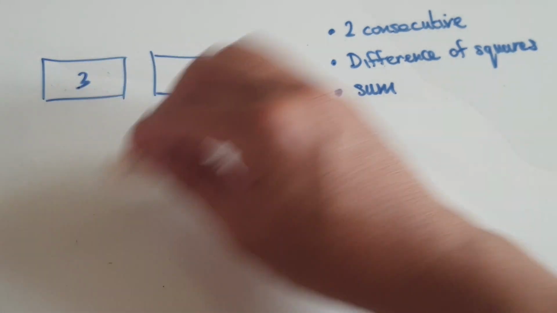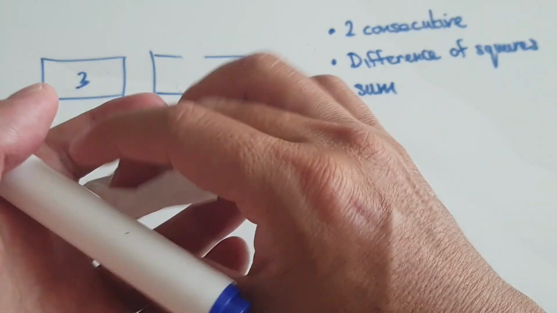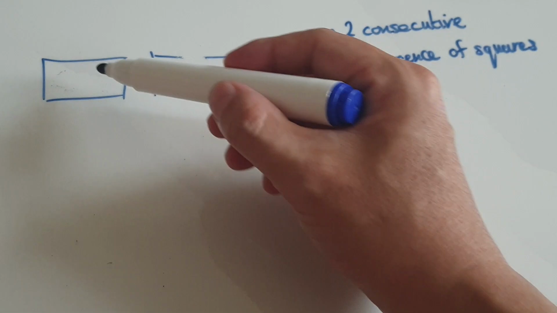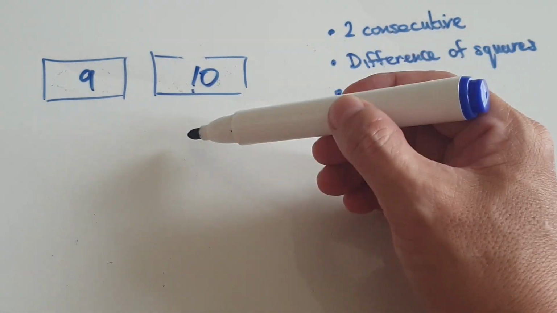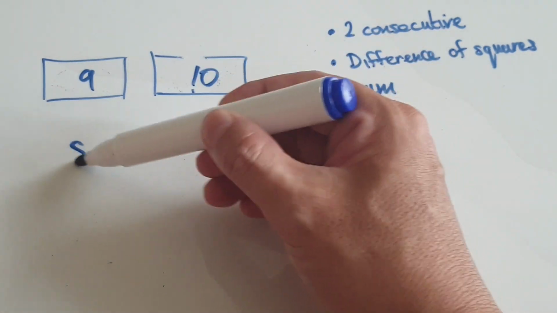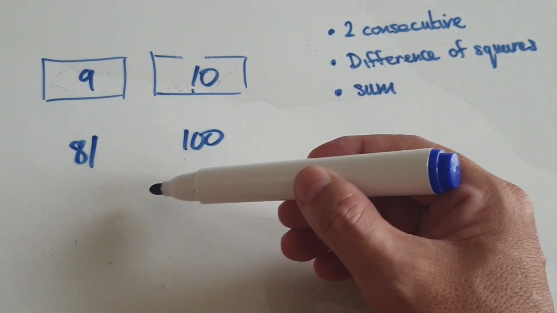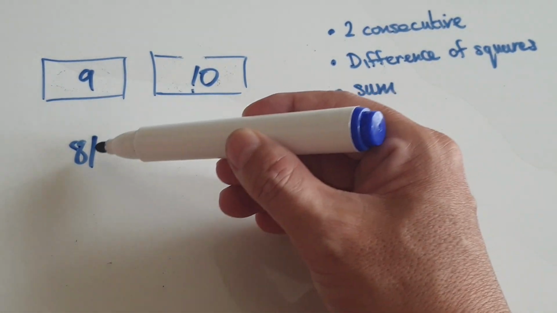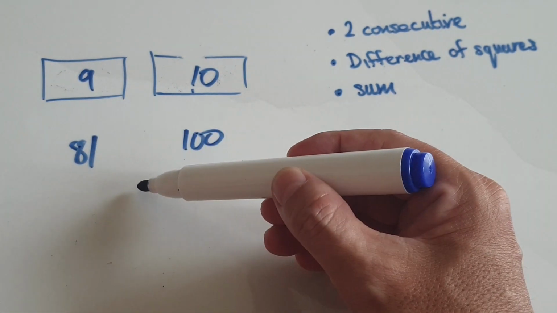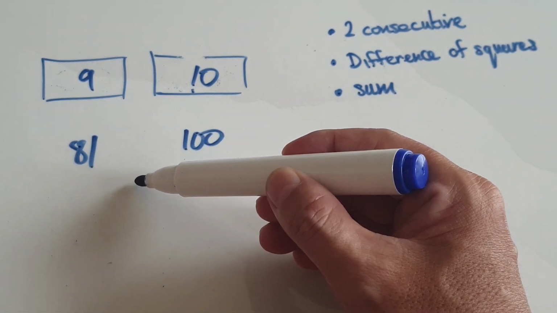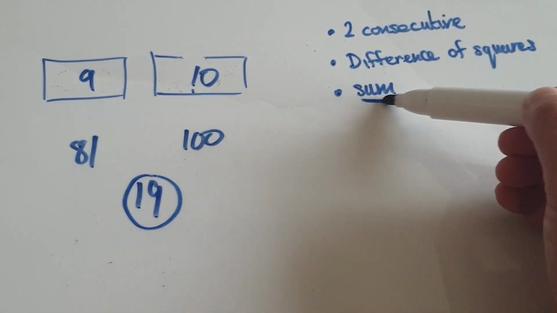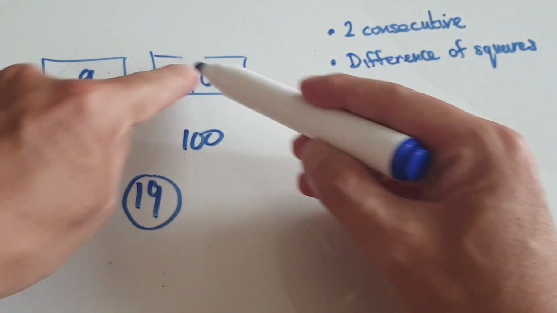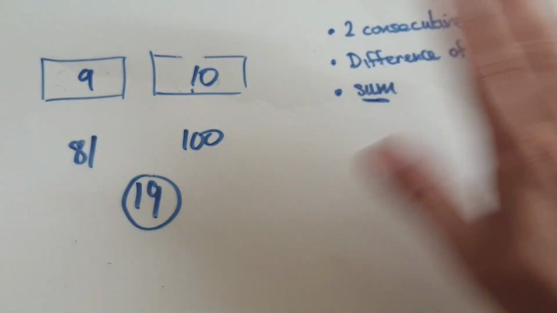So, as an example, let's say 9 and 10. The difference of the squares. So square this. The difference would be 100 take away 81. So that would be 19. Now it always equals the sum of the two original numbers. Look, 9 plus 10 is 19. And this will always be true.